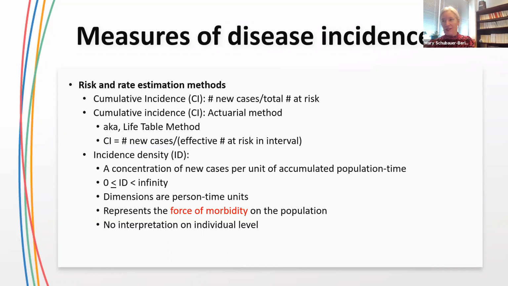A separate calculation, which is commonly used in cohort studies, is called incidence density. And this is a concentration of new cases per unit of accumulated population time. So its dimensions are certainly not limited to 0 and 1 like a cumulative incidence would be, but its range may be 0 to infinity, depending on the units of person time that you're using in the time dimension. It better represents the force of morbidity on the population than does the cumulative incidence. However, it has not such great interpretation on any individual person's level.